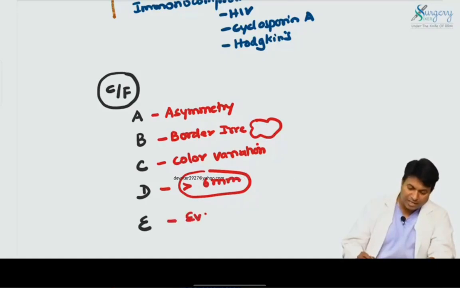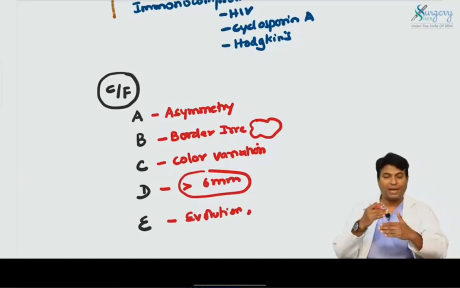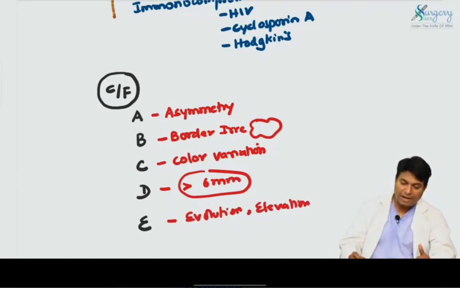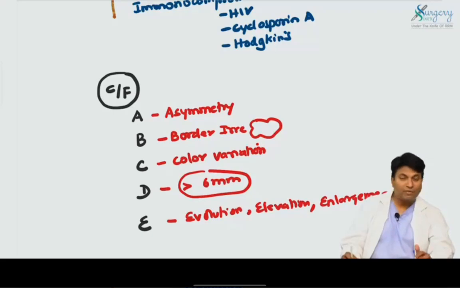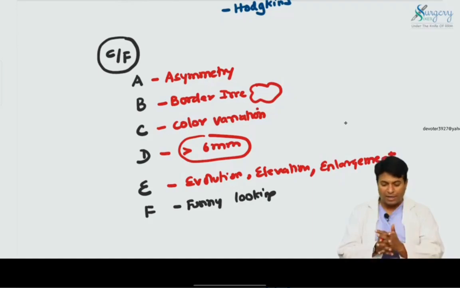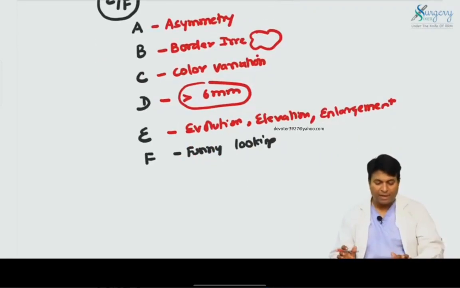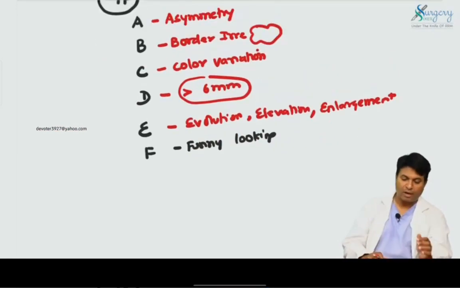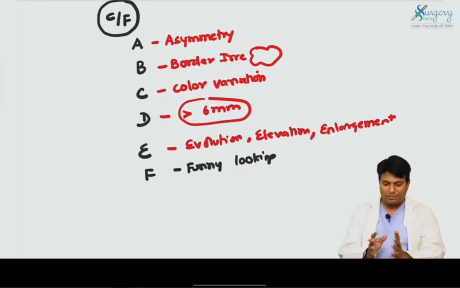And E for evolution, it is gradually evolving, gradually enlarging. Evolution, elevation, and enlargement are all seen. And we can even add the F point. F is for funny looking. It looks funny. So A for asymmetry, border irregularity, color variation, diameter more than 6 millimeter, evolution, elevation, enlargement, and funny looking are the various features of malignant melanoma. These are the classical features of malignant melanoma.